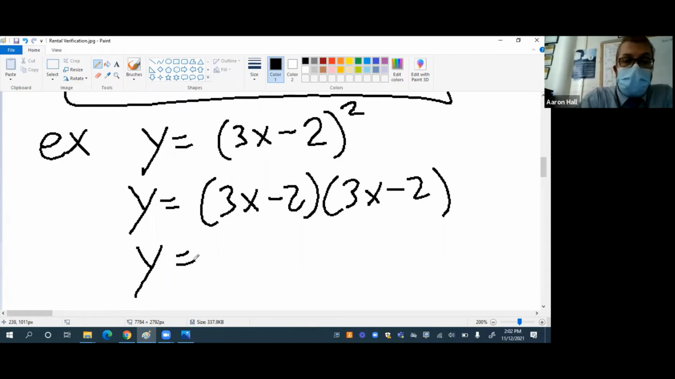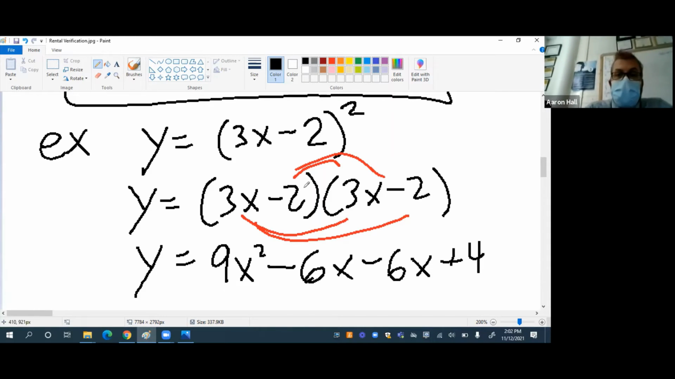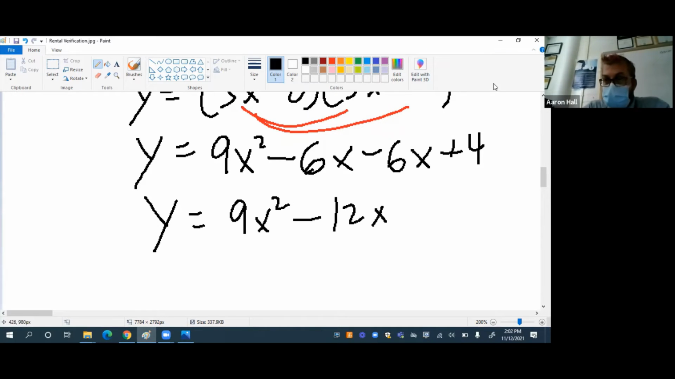When I distribute, what do I get? What do we get when we distribute? So I get 9x squared minus 6x. Okay, now what if I distribute here and here? Minus 6x plus 4. We combine like terms to get y equals 9x squared minus 12x plus 4.